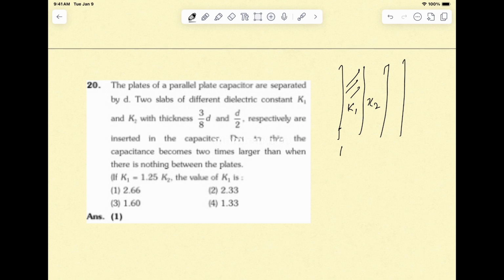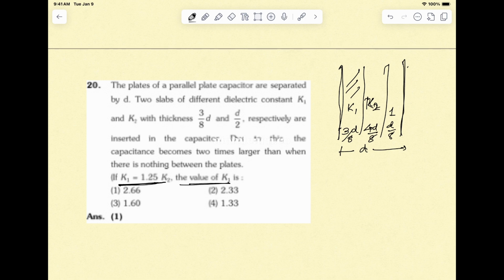Then the total gap originally was distance D. Okay, this is one plate, another plate, right? The gap was D initially, and this particular dielectric slab is 3/8 times D. This slab is D by 2, that is, let me put it as 4 by 8 D. This of course is the balance, which is D by 8, which is air only. Okay, air equal to 1. This is K2.